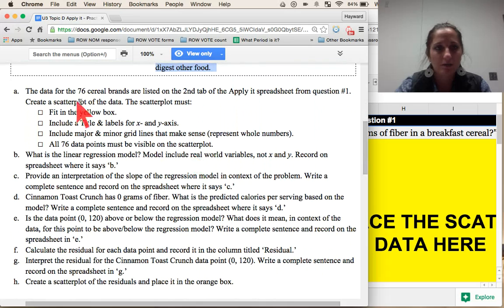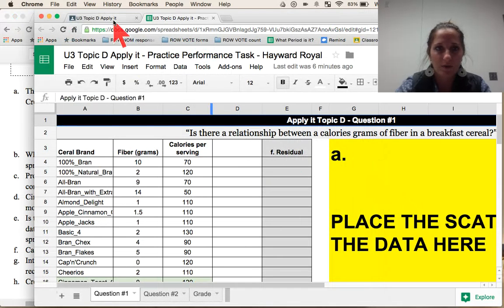Okay, so to start, we're going to go ahead and... the data for the 76 cereal brands are listed on the second tab, and actually that should say first tab of the Apply It spreadsheet from question number 1. Okay, so create a scatter plot of the data. So I found this on Classroom.